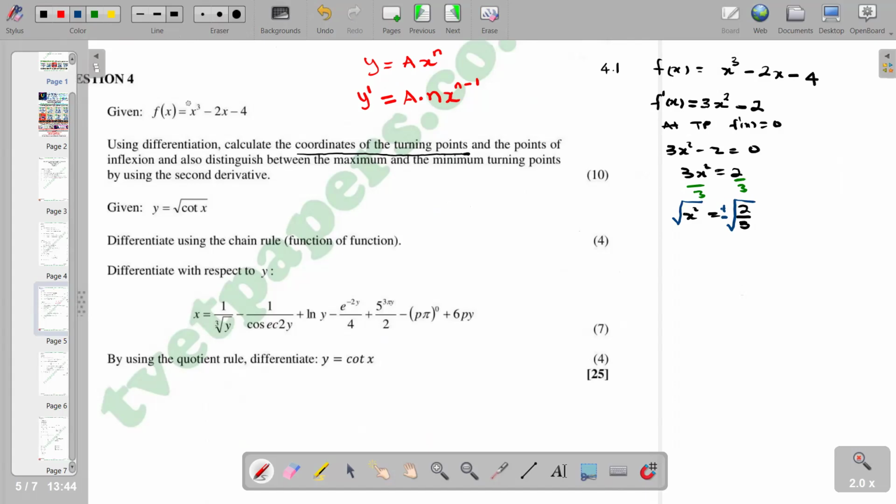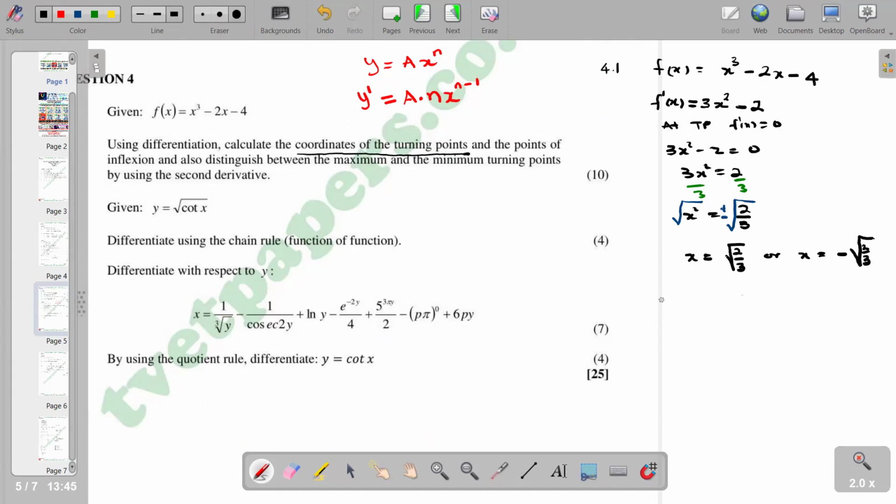So we are left with x equal to root 2 over 3, or x equal to minus root 2 over 3. Then the question wants coordinates, not only x coordinates. So when you get the x coordinates, substitute them in the original function.